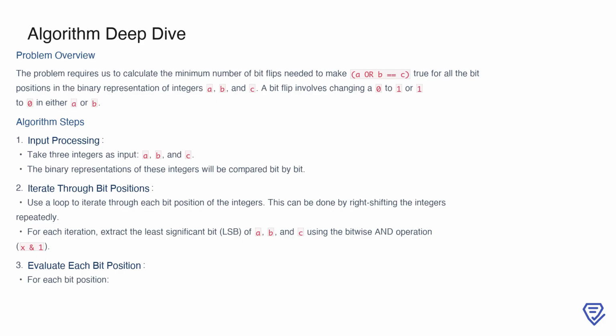This is done by iterating through each bit position, which involves right-shifting the integers repeatedly to isolate the least significant bit, or LSB, at each step. The LSB of any number can be extracted using the bitwise AND operation with 1, written as x & 1. Once we isolate the bits from A, B, and C, we analyze their values to determine if a flip is needed to satisfy the condition A OR B equals C at that bit position.